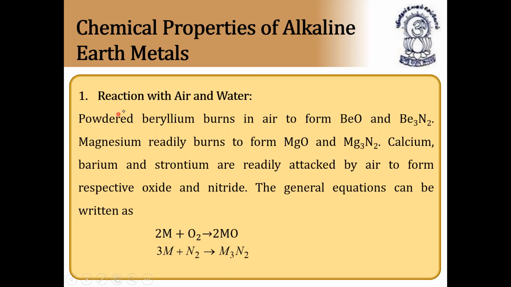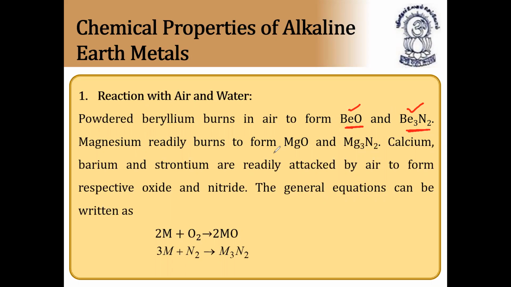Chemical properties of alkaline earth metals. Alkaline earth metals combine with air and water. Powdered beryllium burns in air to form beryllium oxide. What will they form? Beryllium oxide and beryllium nitride. Very, very important. So in the case of lithium, lithium oxide and lithium nitride; here also, beryllium oxide and beryllium nitride.